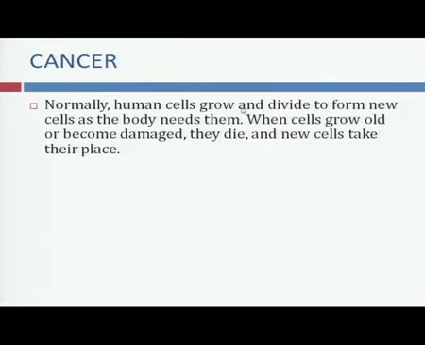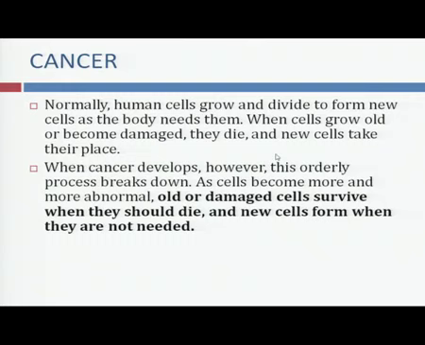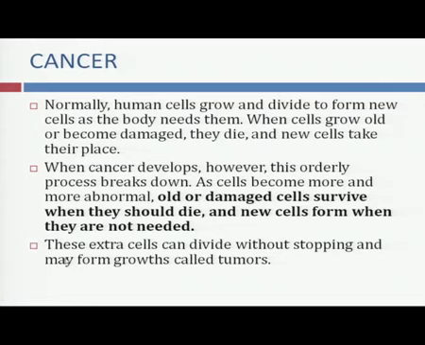Normally, human cells grow and divide to form new cells as the body needs them. When cells grow old or become damaged, they die and new cells take their place. But when cancer develops, this orderly process breaks down. As cells become more and more abnormal, what starts happening? Old or damaged cells survive when they should have died, and new cells form when they are not needed. These extra cells can divide without stopping and may form growths called tumors.